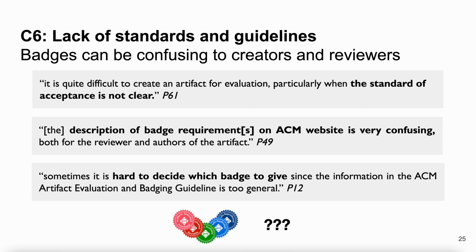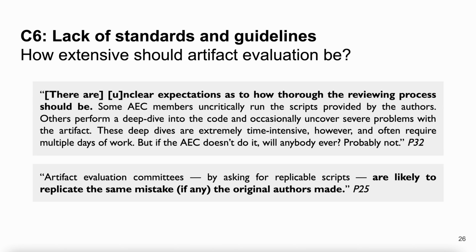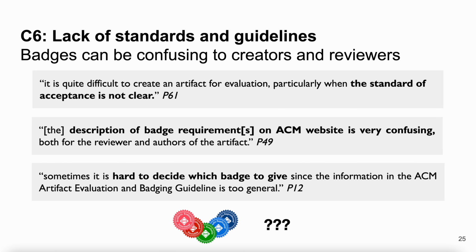Authors also highlight a lack of clear standards and guidelines as a challenge that affects both creators and reviewers. The meaning of individual badges and the differences between those badges are cited as being particularly vague and confusing. This situation dissuades some authors from submitting their artifacts for evaluation. In cases where artifacts are submitted for evaluation, the creator and reviewer of the artifact may have differing expectations, leading to inconsistent evaluation outcomes.